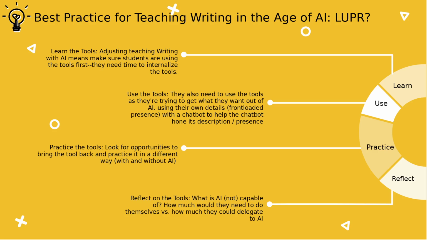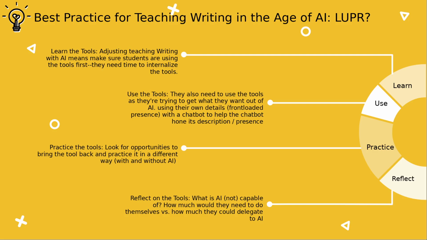And then P, practice the tools. Look for opportunities to bring the tool back and practice it in a different way with and without AI. And so that's about adding lesson plans, circling back, just good interleaved practice like we read about in educational psychology.